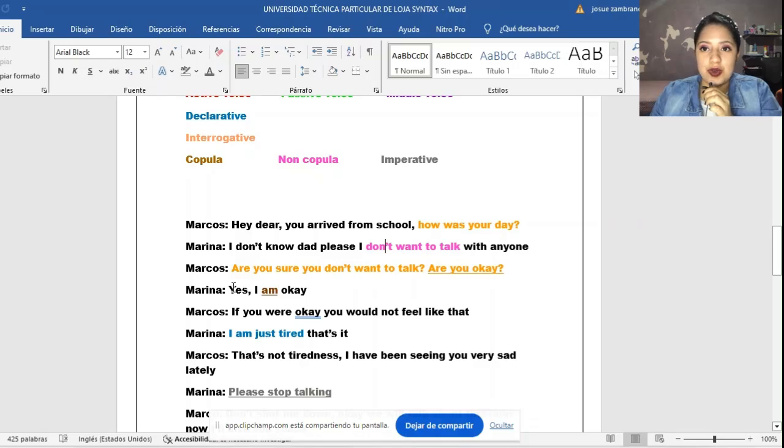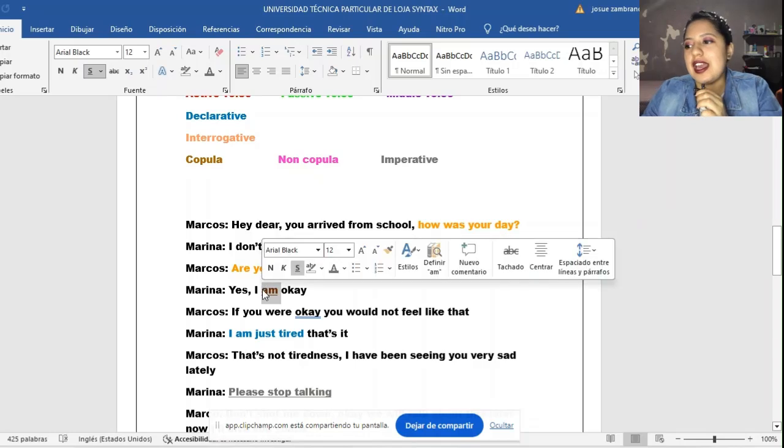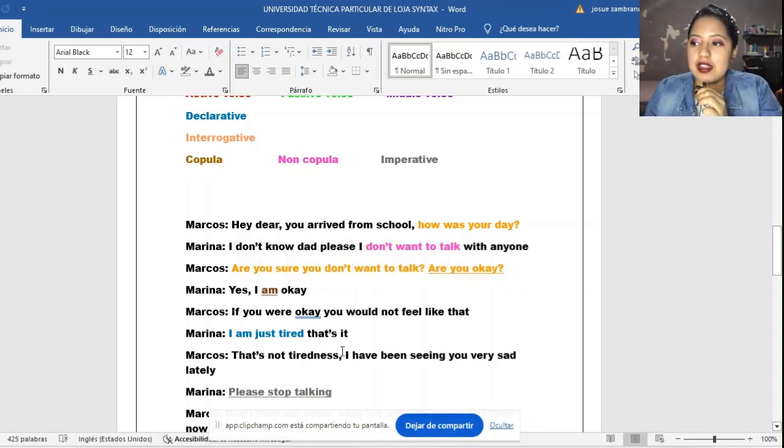Here Marcos states two questions: "Are you sure you don't want to talk? Are you okay?" Here there are two interrogative questions. Marina: "Yes, I'm okay." Here is a copula. The copula is am because am is a linking verb. Copula talks about linking verbs that link the subject to the complement.